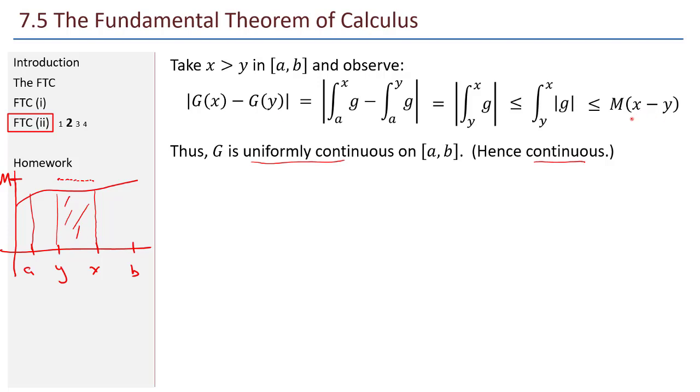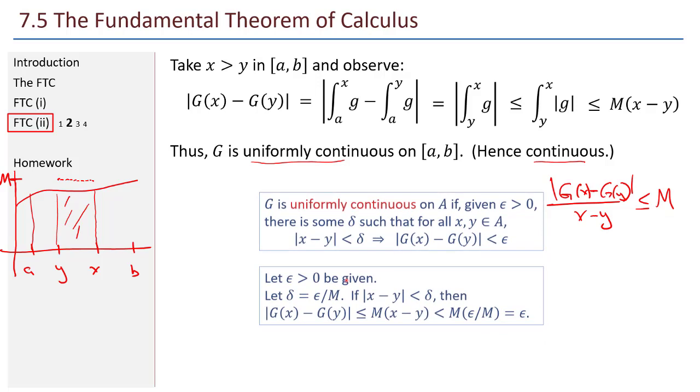But if I took the expressions on the two ends and I divide by x minus y, I'd end up with big G of x minus big G of y over x minus y less than or equal to M. And this is basically showing me that the slopes are bounded. The slope of big G never exceeds capital M, which is what I need for uniformly continuous.